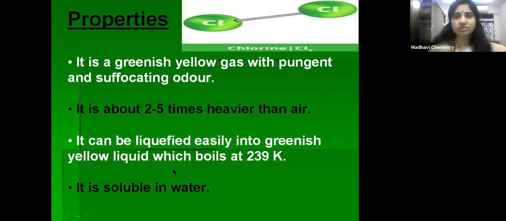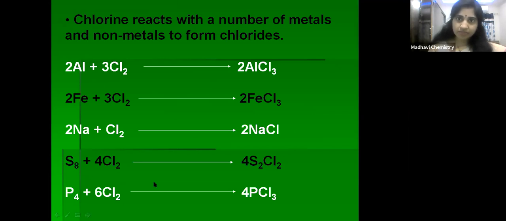Now coming to the properties of chlorine. It is a greenish yellow gas with a pungent and suffocating odor. It is about 2.5 times heavier than air. It can be liquefied easily into a greenish yellow liquid which boils at 239 Kelvin. It is soluble in water. Okay, so these are the physical properties. Now let us see the chemical properties of chlorine, children.